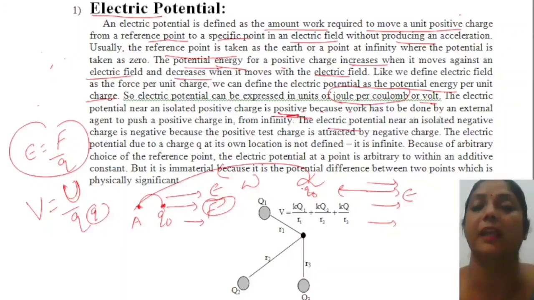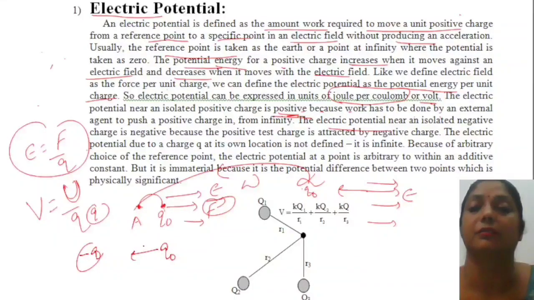In the same way, electric potential near an isolated negative charge is negative, right? Because the positive test charge is attracted by the negative charge. This one is a positive test charge, and it plays in the field of this minus q charge, where the field is there around this charge. If you want to move q naught, here the potential is negative. Why? Because this positive test charge is attracted towards this negative charge. So electric potential near an isolated negative charge is negative because a positive test charge is attracted by a negative charge.